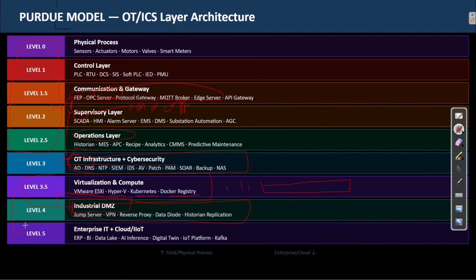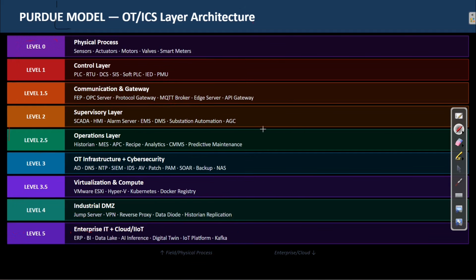So no unauthorized person can cross from level 5 to level 3 without any proper validation. Level 5 is where business and cloud systems operate, like for example the ERP system, business intelligence, data lake, AI inference, digital twin, IoT platform. ERP receives production numbers from MES. This is what we are doing at the different layers.